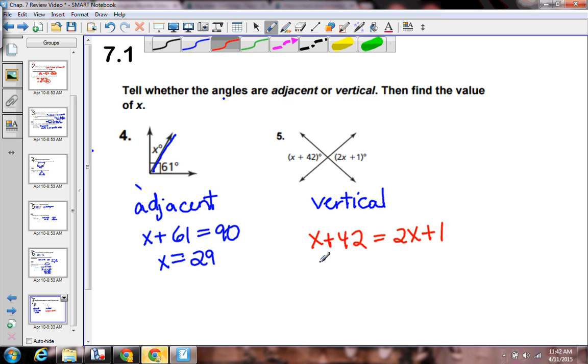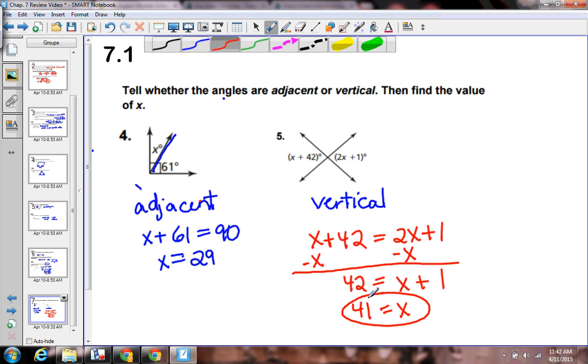And let's get our x's together by subtracting 1x from both sides. So now we have 42 is equal to x plus 1. So when we subtract 1 from both sides, we have that 41 is the value of x. And then you want to make sure you plug that into the angle measures to see if it really is true. And yes, the left side would have a sum of 83 degrees, and the right side would be 83 as well. So we did a good job with that.